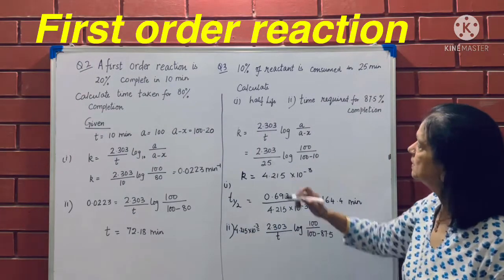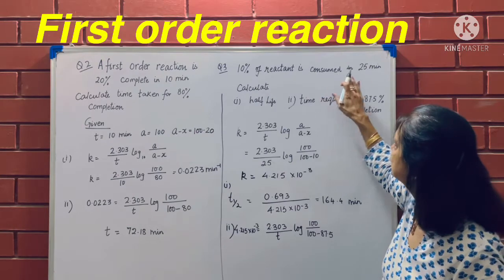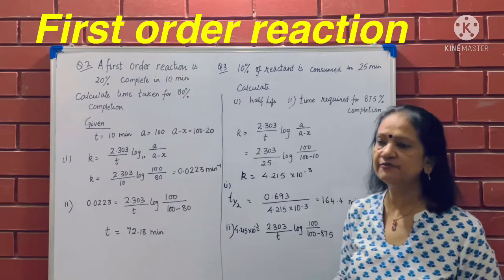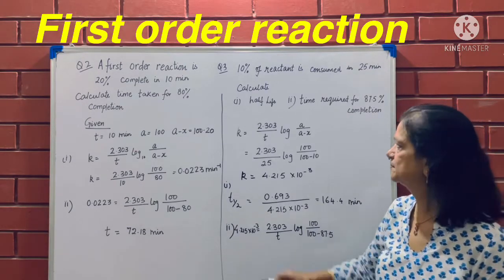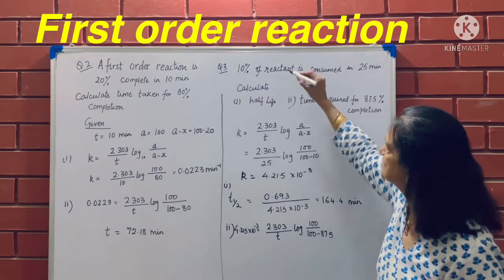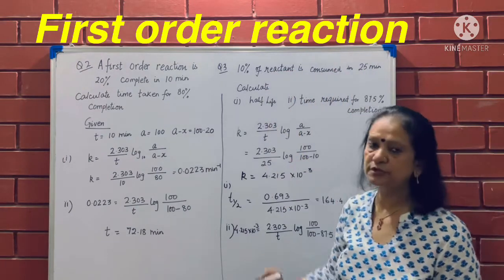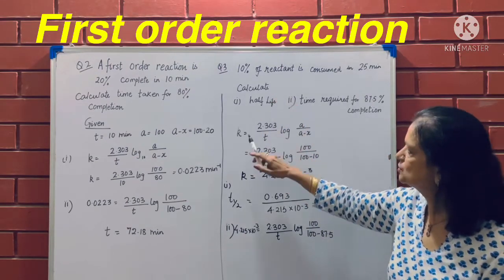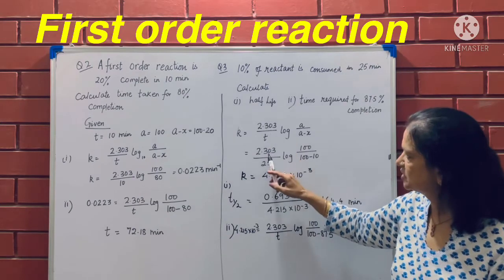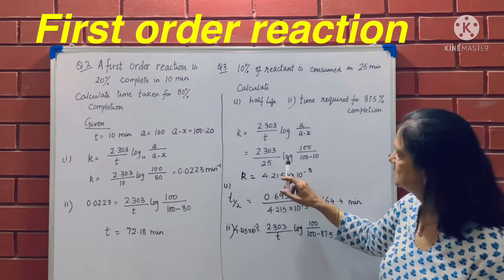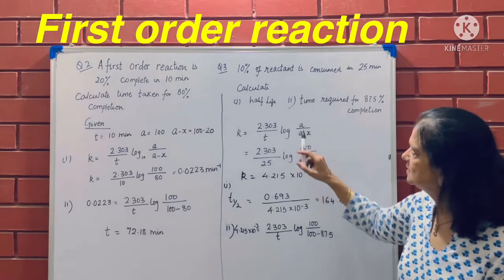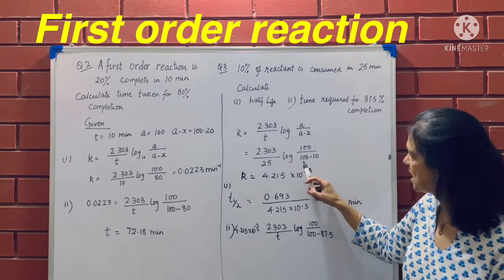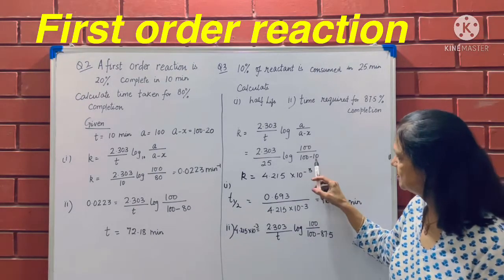See this question. 10% of the reactant is consumed in 25 minutes. Calculate half-life and time required for 87.5% completion. So again, I don't have the value for K. So by these given values, I am going to first write down the formula, substitute the values and find out K. So K is 2.303, time given is 25 minutes, log A upon A minus X. A I am taking as 100, 10% is completed, so 100 minus 10 is left behind.